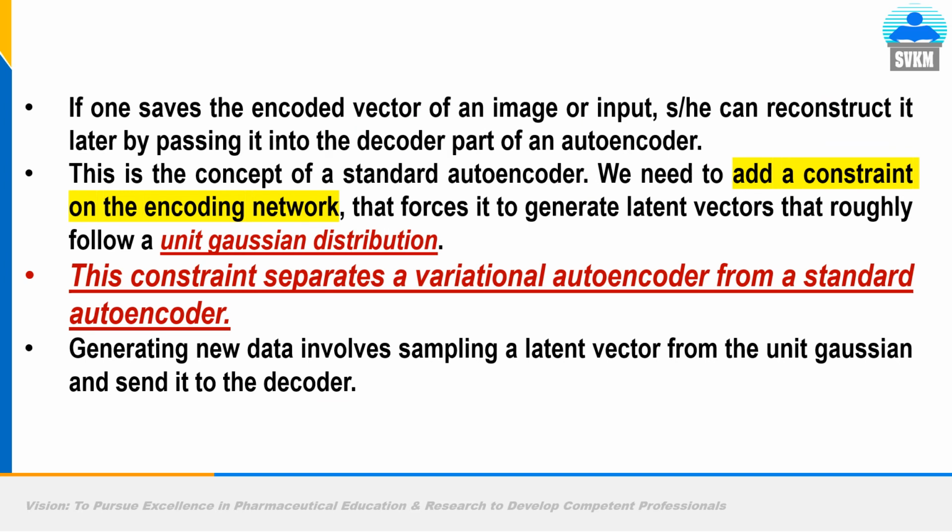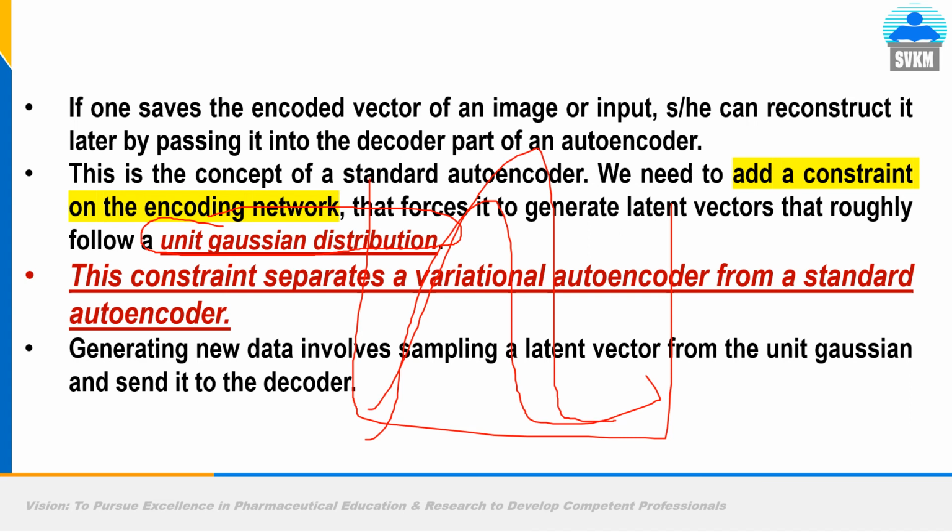If one saves the encoded vector of an image or input, he or she can reconstruct it later by passing it into the decoder part of the autoencoder. This is the concept of a standard autoencoder. We need to add a constraint on the encoding network that forces it to generate latent vectors that roughly follow a unit Gaussian distribution, and this is important. That is for normal distribution of the data in a bell-shaped curve, as I have just shown you earlier. If this is not the curve, it is not a perfectly normal distribution, and this separates a variational autoencoder from a standard autoencoder.